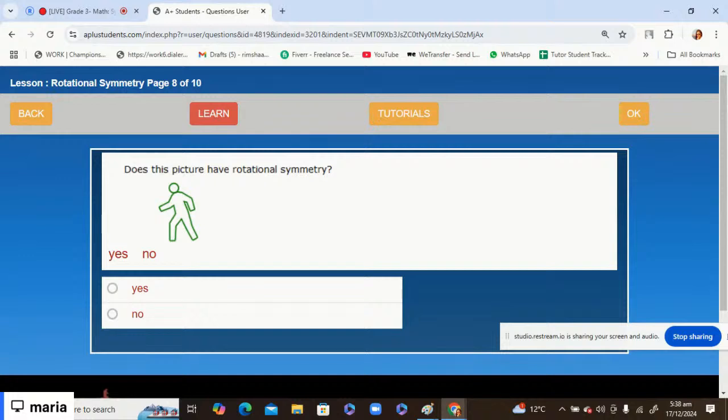Does this picture have a rotational symmetry? Now you guys check it out. Does this picture have a rotational symmetry, yes or no? Tell me the answer of this one.